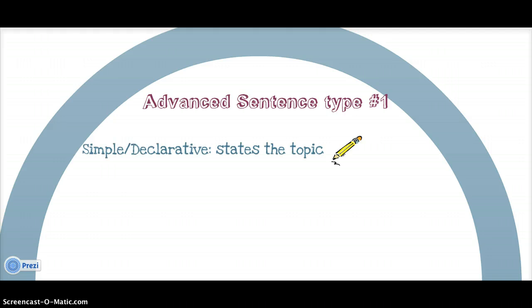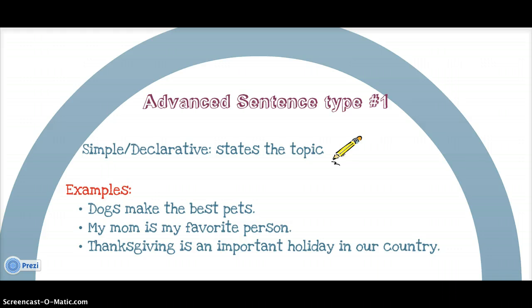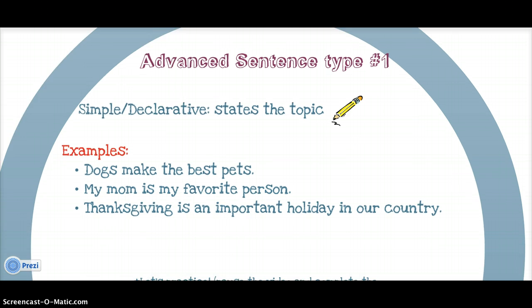First type, make sure you're writing this down in your notes, simple declarative, and it just straight out states the topic. Here's some examples. Dogs make the best pets. The rest of the paragraph is going to be on all the reasons why they do. Second example, my mom is my favorite person. Lets you know that the rest of the paragraph is going to be on reasons why this person's mother is their favorite person. And the third example, Thanksgiving is an important holiday in our country. That lets you know that the rest of the paragraph is going to be about reasons for why Thanksgiving is an important holiday in our country. So that is the advanced sentence type 1, the simple declarative.